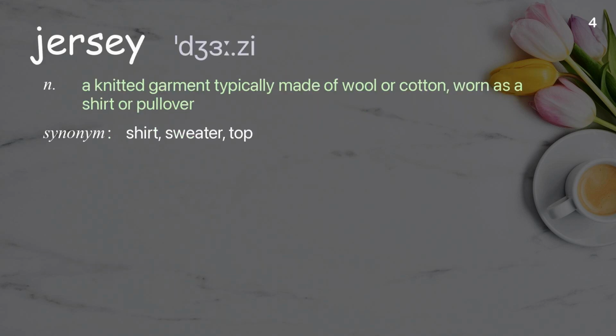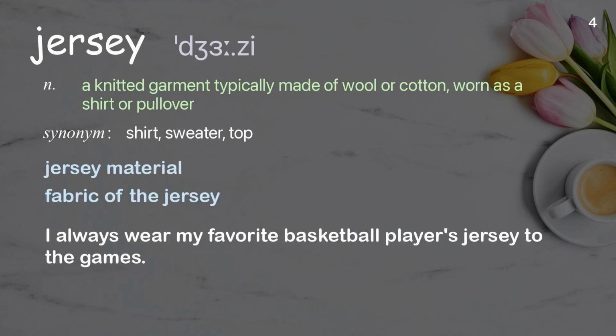Jersey. A knitted garment typically made of wool or cotton, worn as a shirt or pullover. Examples: Jersey material. Fabric of the jersey. I always wear my favorite basketball player's jersey to the games.